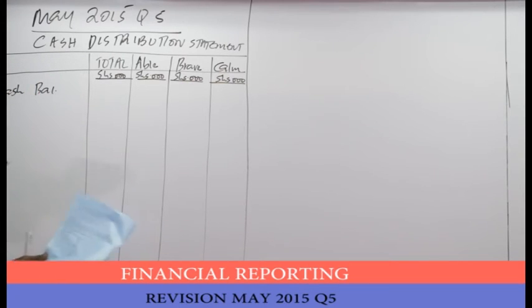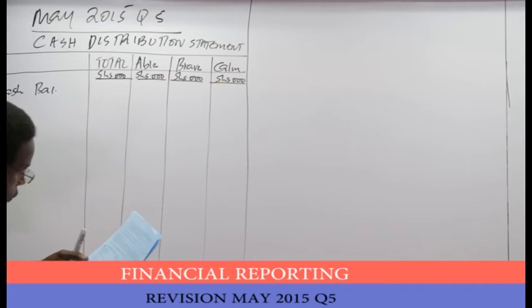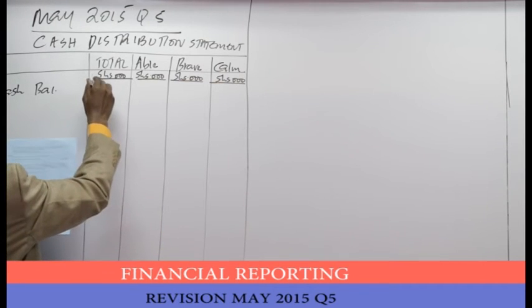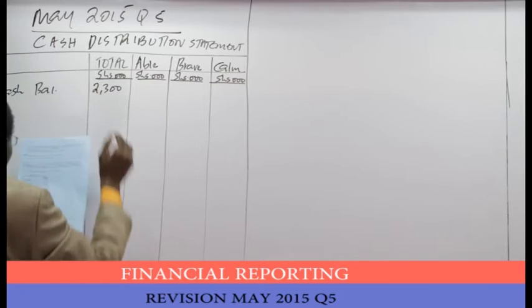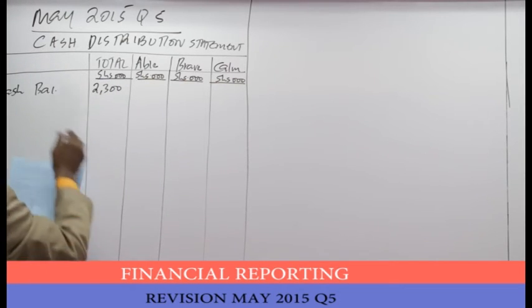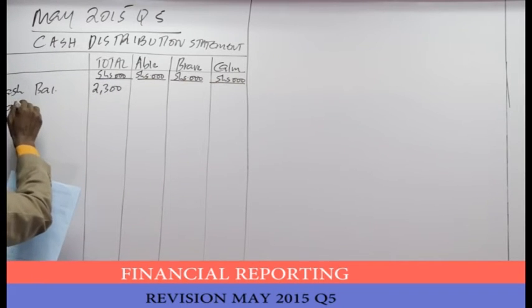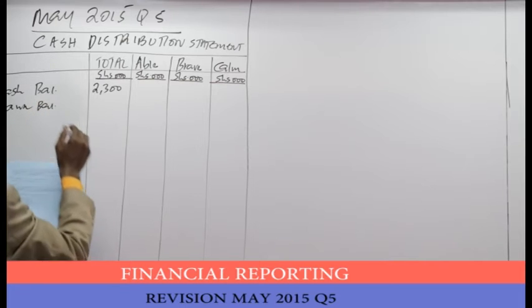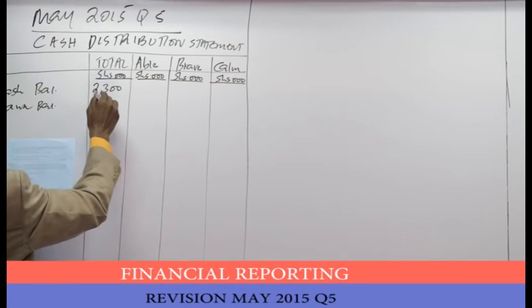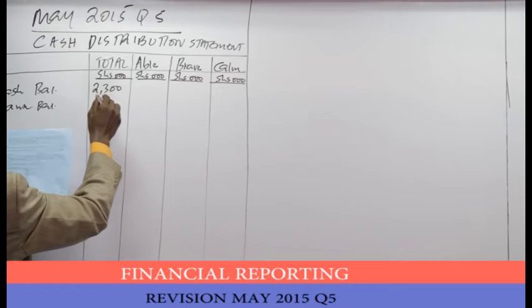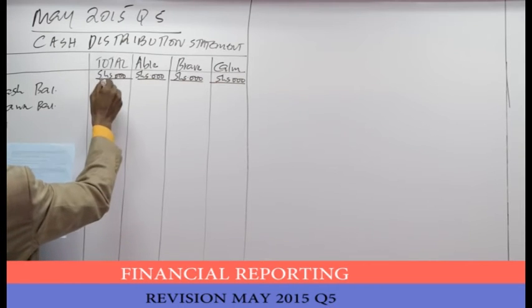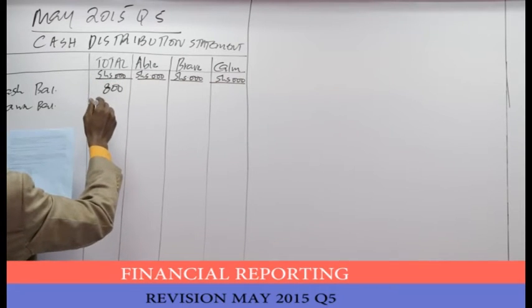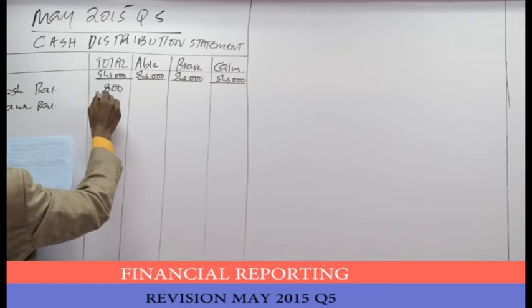Cash balance, the cash we have, the cash balance of 2,300. We have the bank balance of 800. The cash balance is 800, but the bank balance is what we have as 2,300.